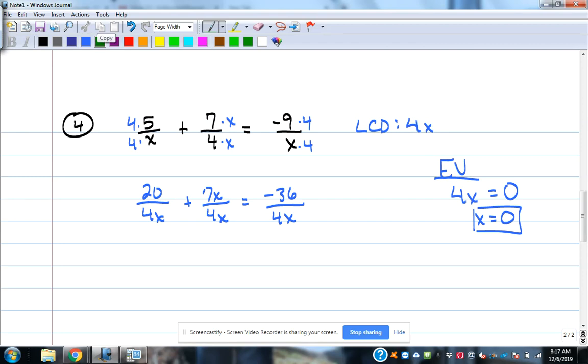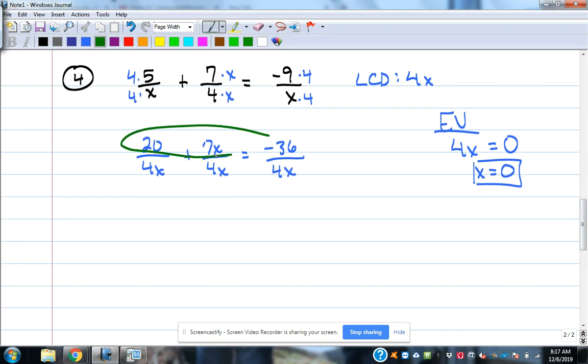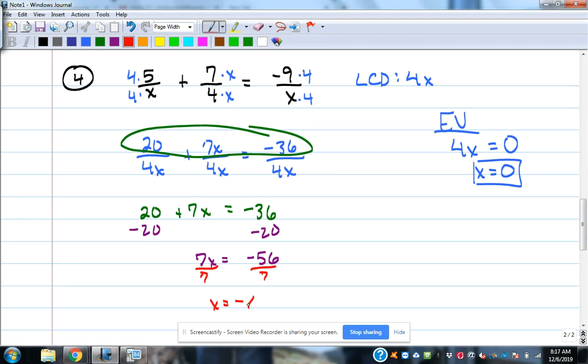Once you get the denominators the same, then you create the numerator equation, which means you just look at this part. If the denominator is the same, then the top part is where we find our answers. So we said 20 plus 7x equals negative 36. Just take the numerators, drop the denominators out. You don't need them anymore once you get them the same. And then solve. 7x is negative 56, and x is negative 8. That doesn't match our excluded value, so we keep it. And we get our answer there.